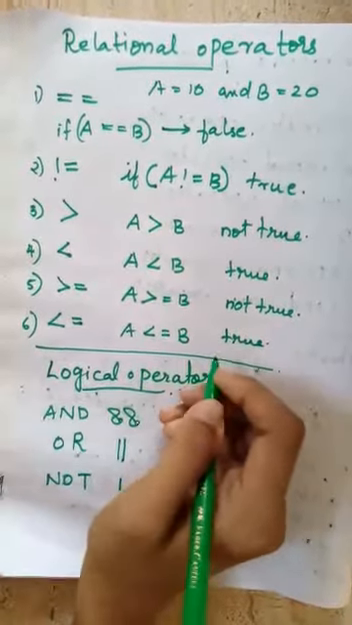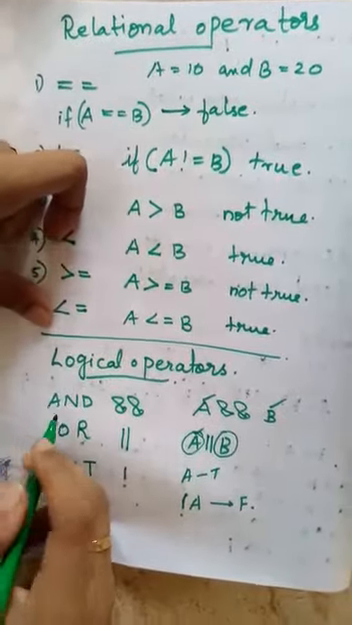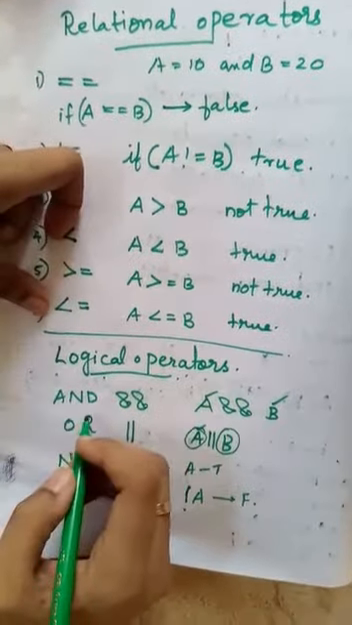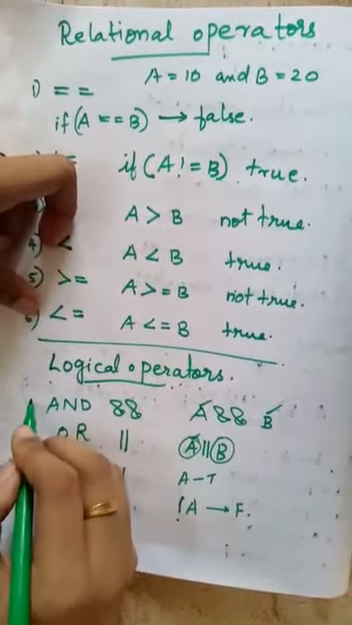It is true. Now these are the logical operators. In logical operators, we have logical and.